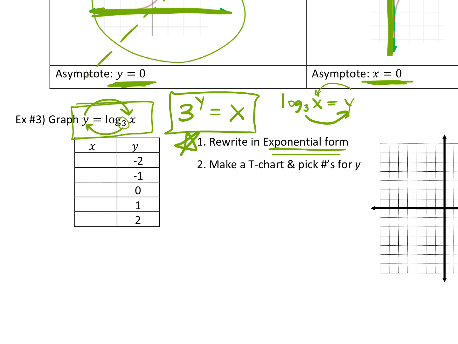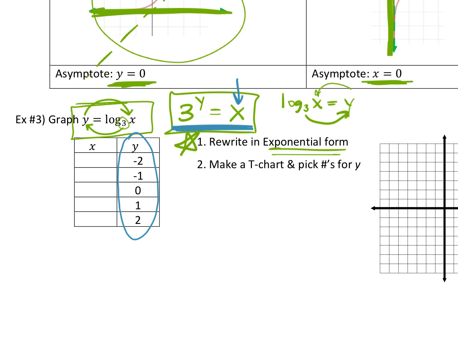But look at your setup here. If I plug in a -2 and a -1 and a 0 and a 1 and a 2 for x, is that easy to solve? No, right? You're asking yourself 3 to what power equals -2? Good luck to you. That's awful, okay? So instead, think of it, if we're doing inverses, we're swapping our x's and y's. So let's swap our x's and y's. We're going to plug all those numbers in for y instead now. Okay, so it really is very similar.